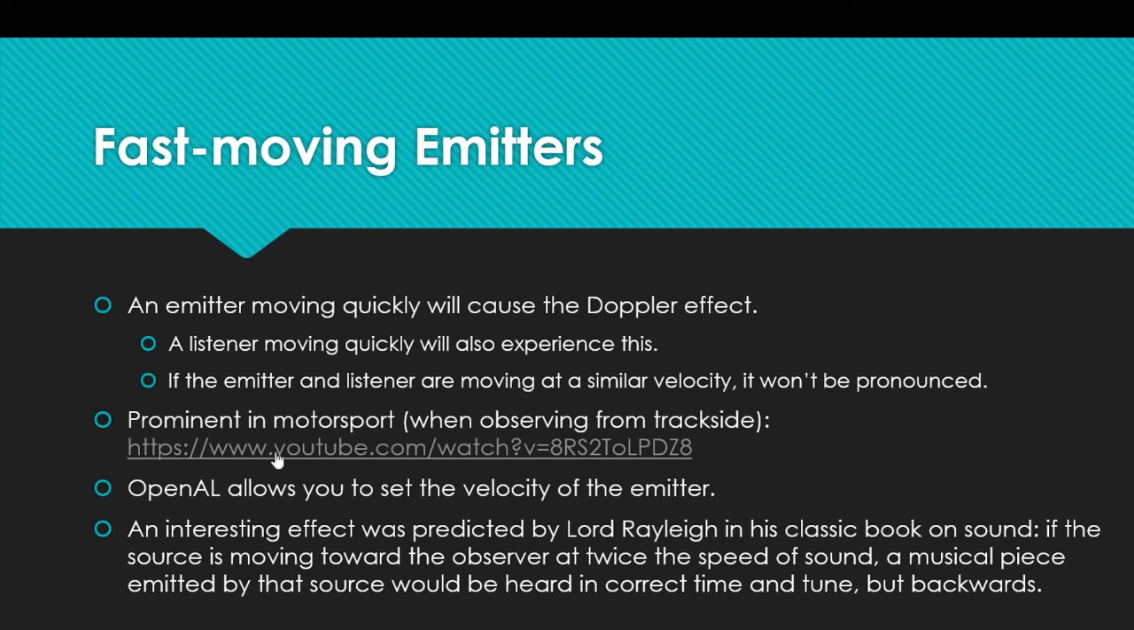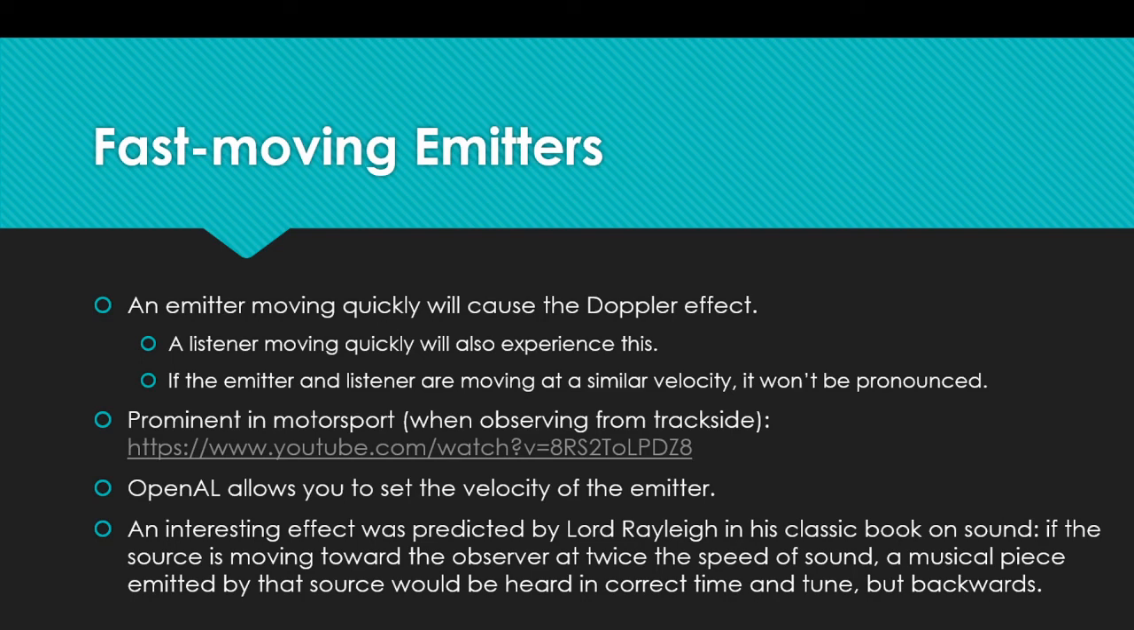So I've got a little video here just showing it in case anybody's not too familiar with the Doppler effect. If you're usually in a motorsport game, if you're in a car and you're racing against other cars roughly doing the same speed, you're not going to experience it to the same degree. OpenAL does allow you to set the velocity of emitter, so that's one big difference between that and the simple system that we're looking at. And I think it really just uses that velocity to calculate potential Doppler effects. It doesn't use it for other calculations.